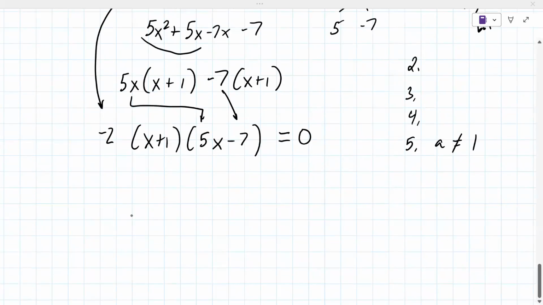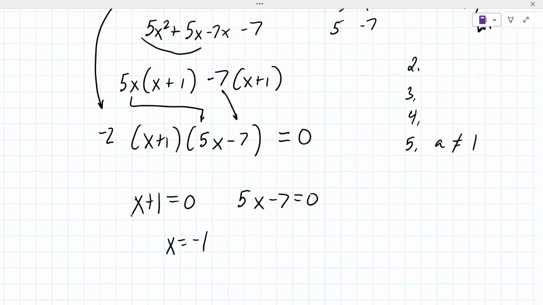So now you set each of these equal to 0. X plus 1 equal to 0, 5x minus 7 equal to 0, and x is -1, or x is 7 over 5, which is 1.4.